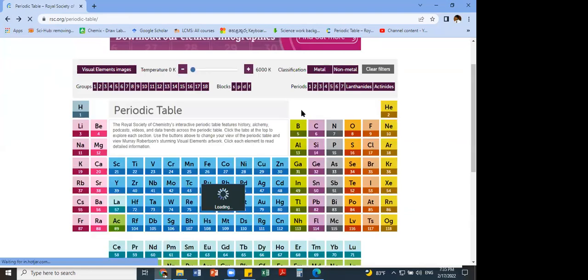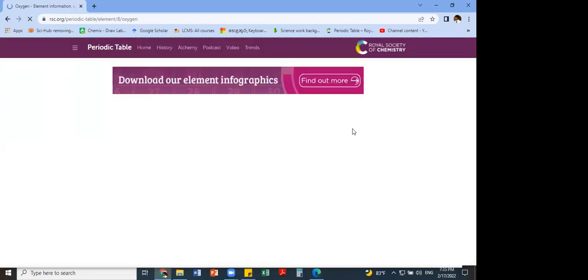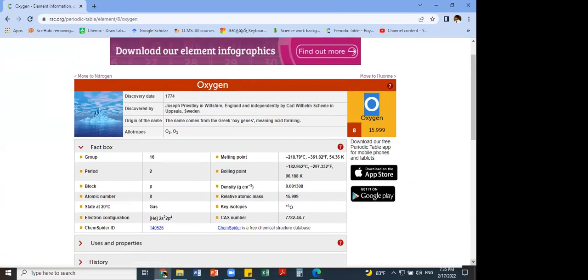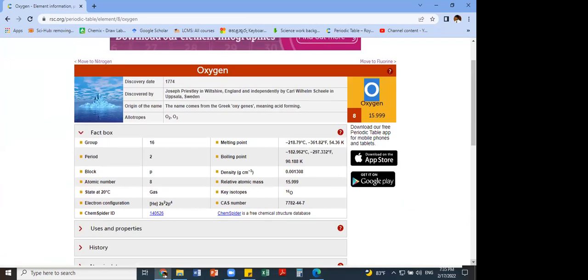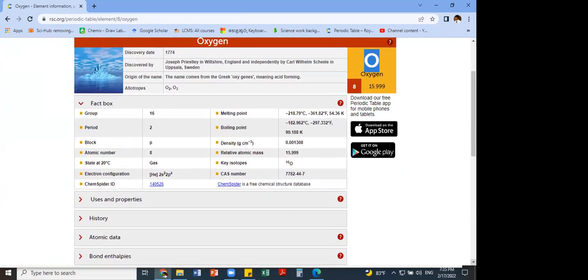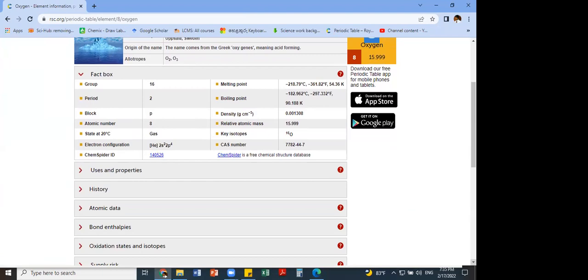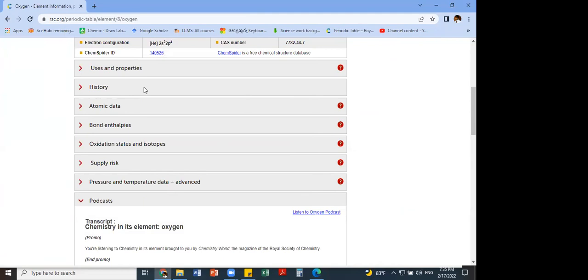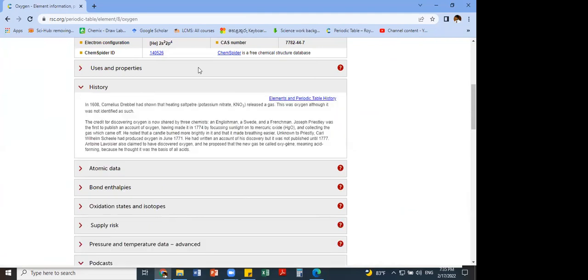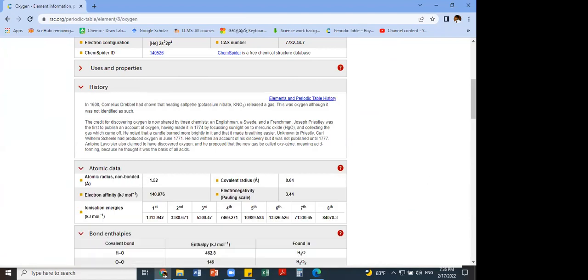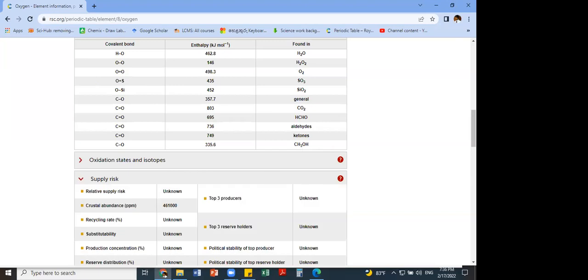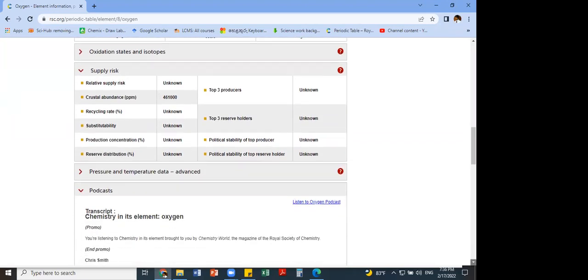If I click on, say, oxygen, they tell everything about oxygen: melting point, period, block, atomic number, density, relative atomic mass. Even the discovery and history of oxygen they give. Atomic data, enthalpy, even up to university level there is a lot of information. So you can use this website.